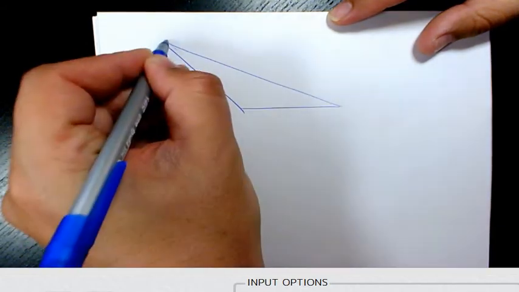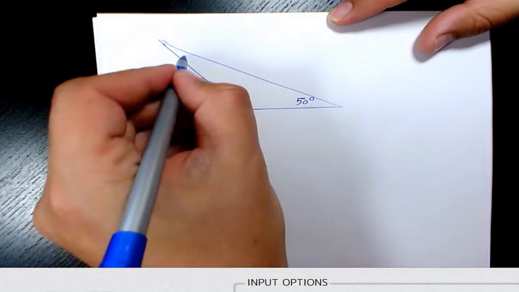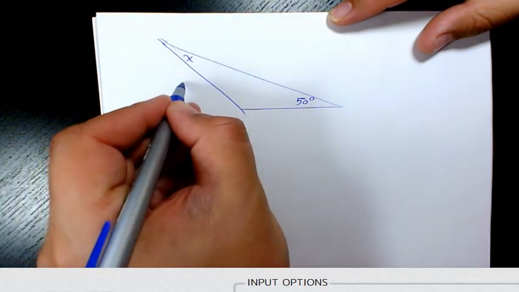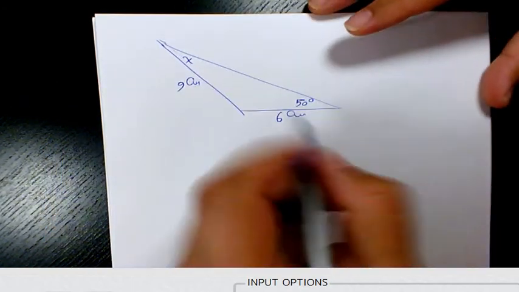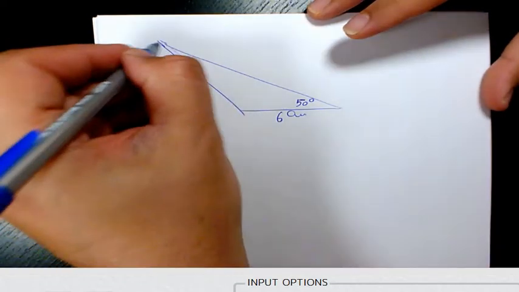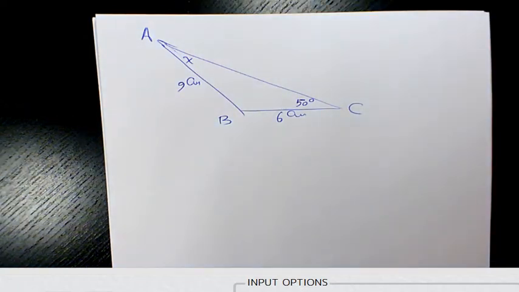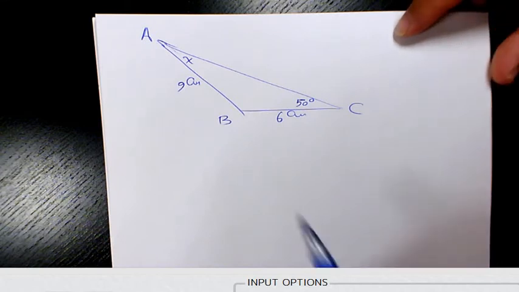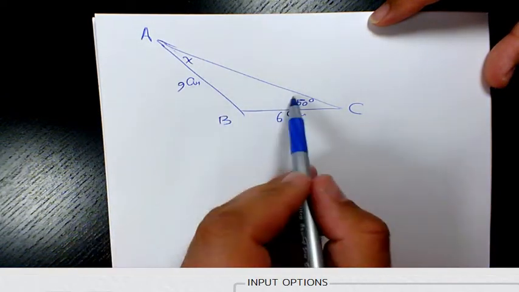Let's see the next example. So 6 centimeter, 9 centimeter, I'm going to call it A, B, C. And this angle is missing and we need to find it. How do we do that? We have the angle, opposite length, angle and opposite length.